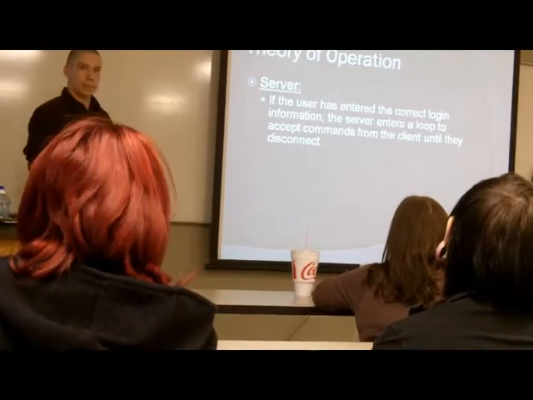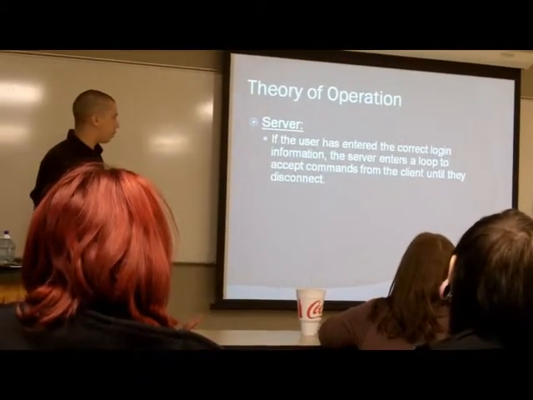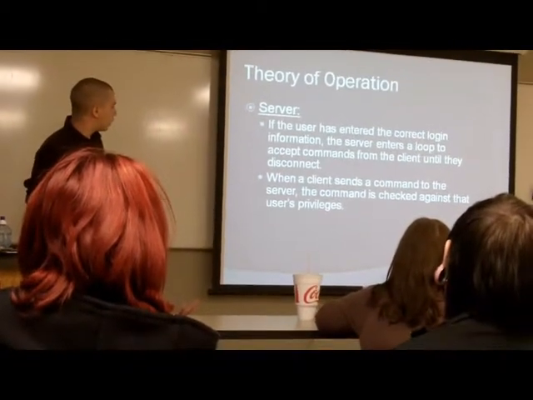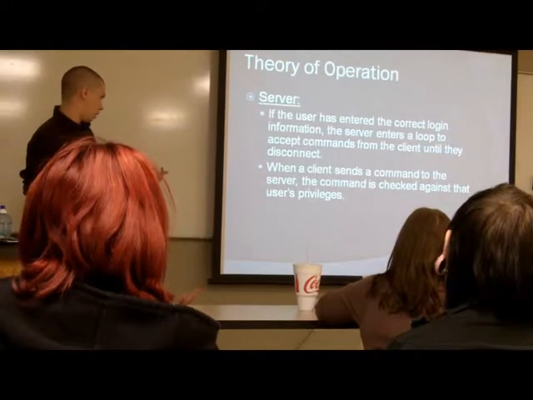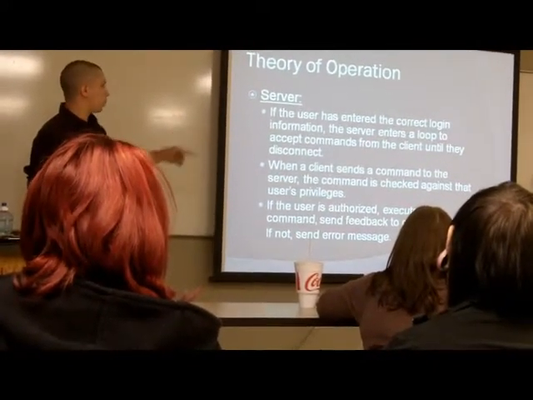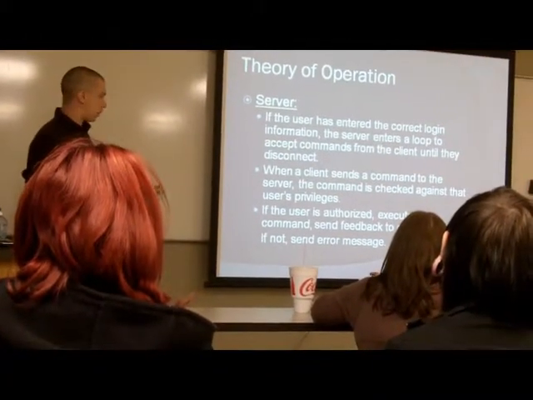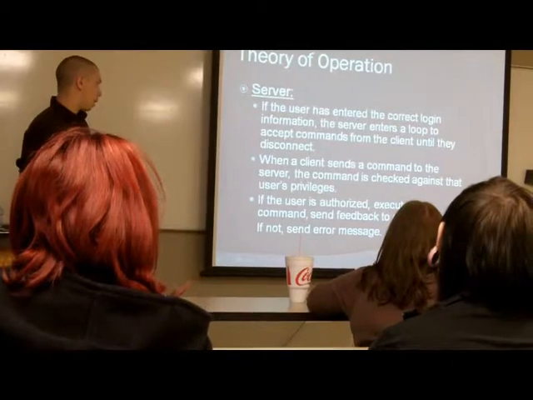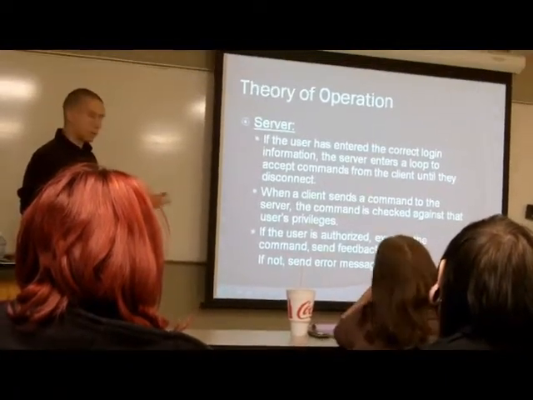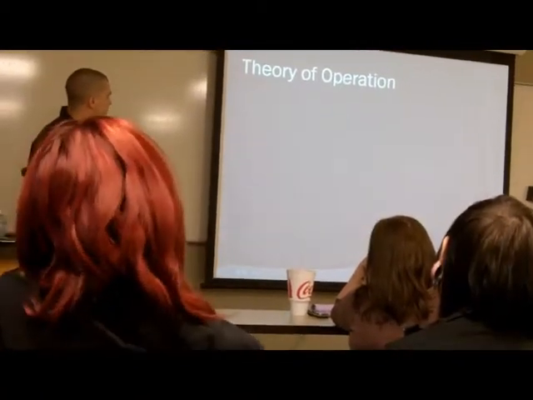So the client connects. It immediately runs the login routine, and if it's correct, it will move to accept commands from the client. Every time a command is sent, it checks that command against that user's privileges, and if it's authorized, it'll send feedback saying okay, lights off or whatever, and if not, send an error message.